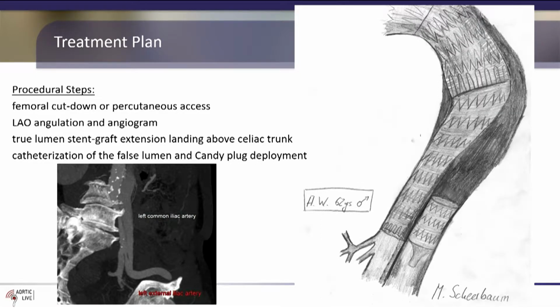Next slide, please. We can see the candy plug here now in the perfect position in the draft on the right side. And to access the false lumen, I have a picture of the left common iliac artery where we can see the dissection membrane and access to both lumina. Next slide, please.